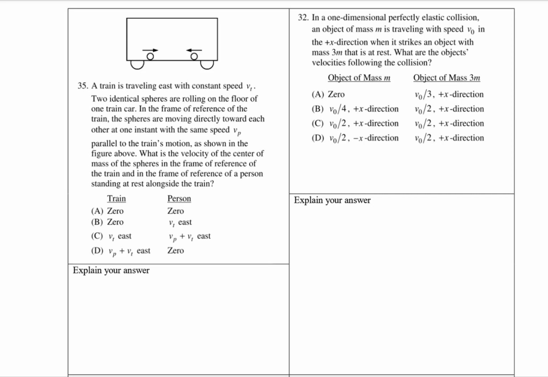So if I'm in the train and I'm looking at that, the velocity of the center of mass is going to be 0. They cancel each other out, which means they're moving with the train. And then outside of the train, it looks like the center of mass is moving with the train. The answer is not A. Sorry about that. The answer is B. I can fix that.